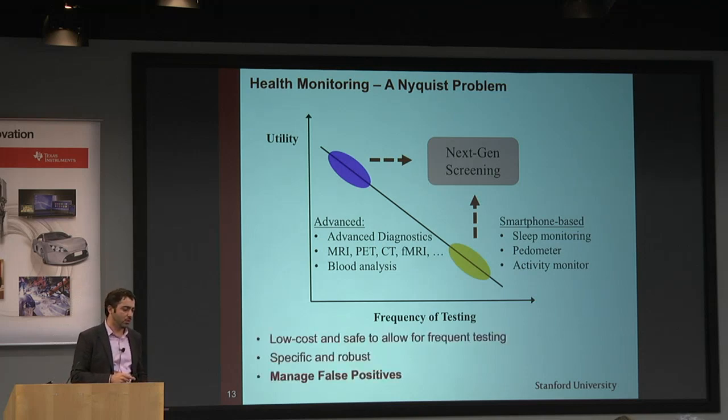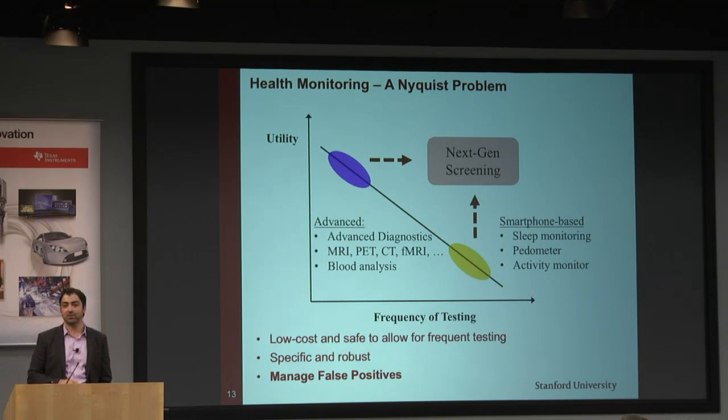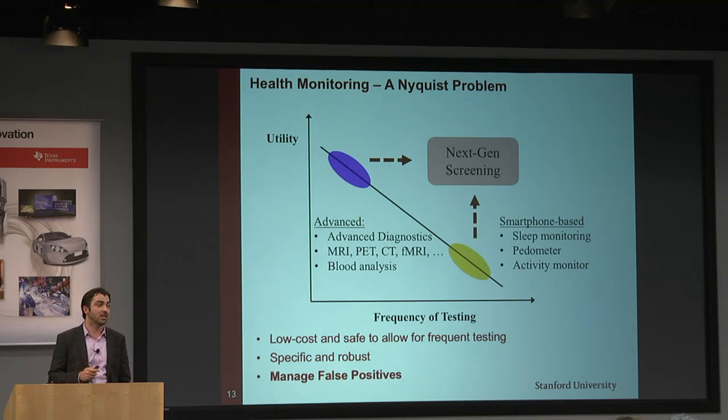Now, obviously, for this to really happen, you also need to have low cost and safe. You need these devices to have the ability to be run on a much more frequent basis. You need to be specific and robust. And most important of all, which is a topic for a different talk, you need to manage false positives. Because if you have false positives and you're doing more frequent tests, you can imagine things are not going to go well. So I won't go into false positives, a whole different talk, but you need to really run your statistics on your false positives when you introduce a new frequent test into the system. There's a lot of things you don't want to know, essentially.